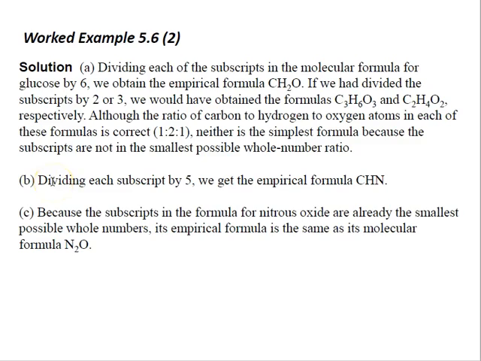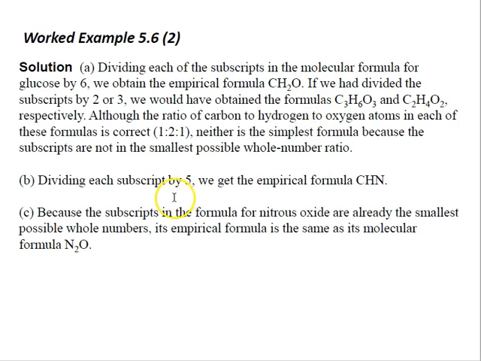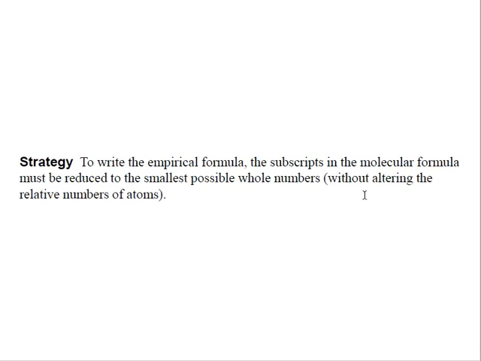So for part B, and let's remind ourselves what B was, we have C5H5N5. This one should be straightforward. You can see that they're all 5, right? So this should just be CHN. You divide by 5.